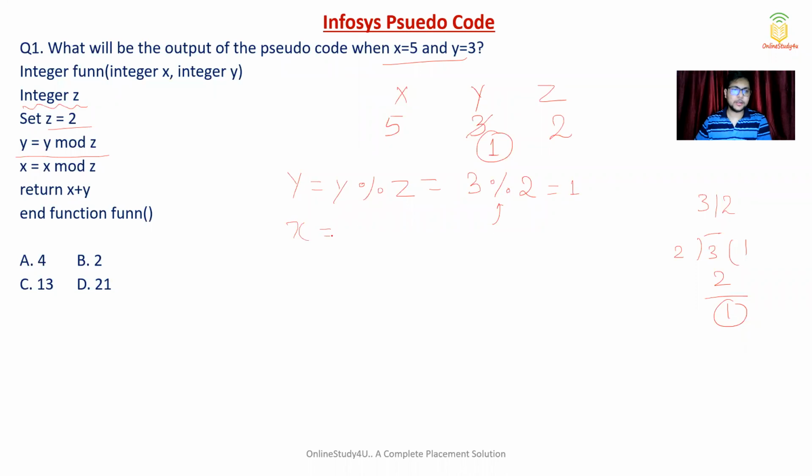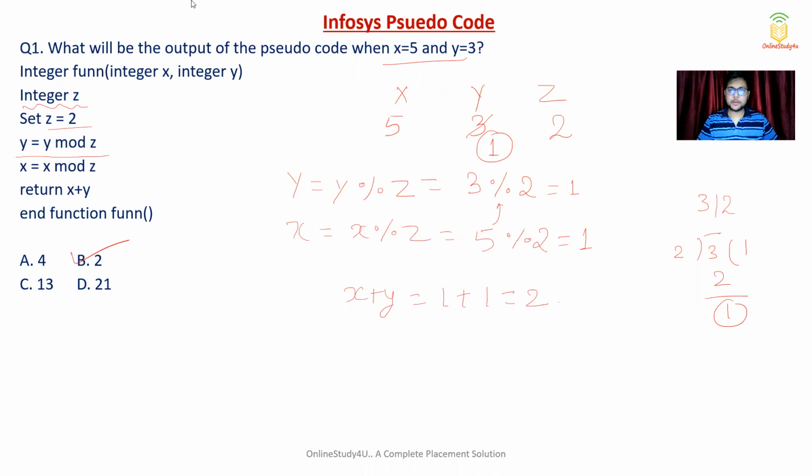Similarly, x is equal to x mod z, that is 5 mod 2. If we divide 5 by 2, we get a remainder of 1. We have to return the value of x plus y. So what is the value of x plus y? That is 1 plus 1, 2. So B is my correct option. This was a very simple problem. You just need to know what the mod operator does, and the rest is self-explanatory.